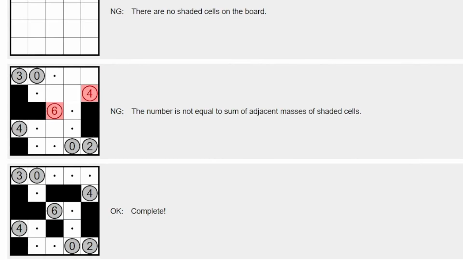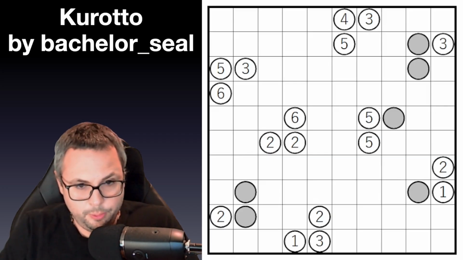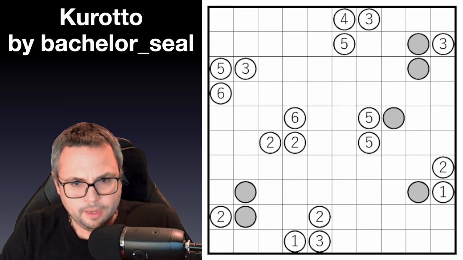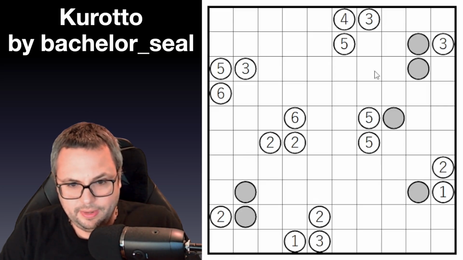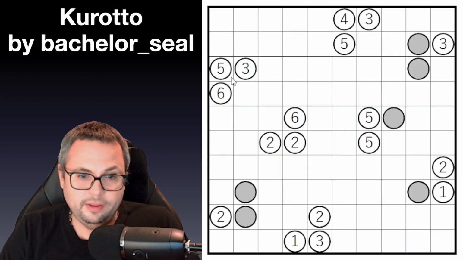So there's a circle that's saying there's no shaded cells next to it. This one's saying you have 6 total size of blocks, which is the total of that 2, the 1, and the 3. This 4 is the total of the 1 and the 3. This 2 is counting the 2 alone. And so forth. Okay, and the shaded circles just have an unknown size.